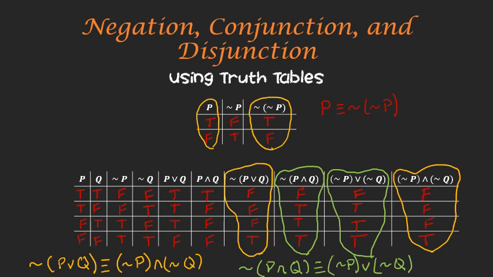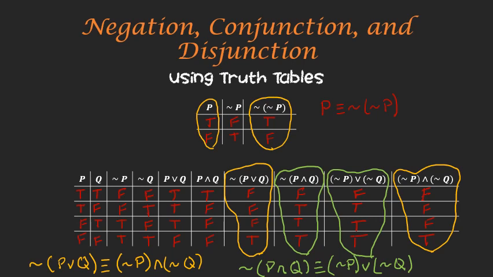This is how we can pick out equivalent statements from that. And actually these two equivalences are really important. These are known as De Morgan's laws. And this tells us what happens when you negate a disjunction and what happens when you negate a conjunction. And we can use truth tables to verify those De Morgan's laws.